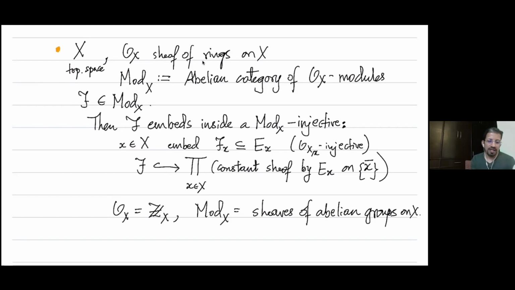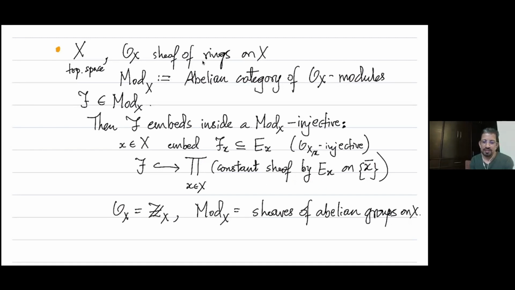Given an OX module F, you embed it inside a direct product of things like this. What are these things? Go to each point and embed the stalk inside an injective module: this is a ring, so just find an injective module containing it. Then take their products over various points. But these are modules, so you have to make a sheaf out of that. So you take the constant sheaf on the closure of x by the injective. This is basically the construction I said at the beginning of the lecture. These are sometimes called skyscraper sheaves.